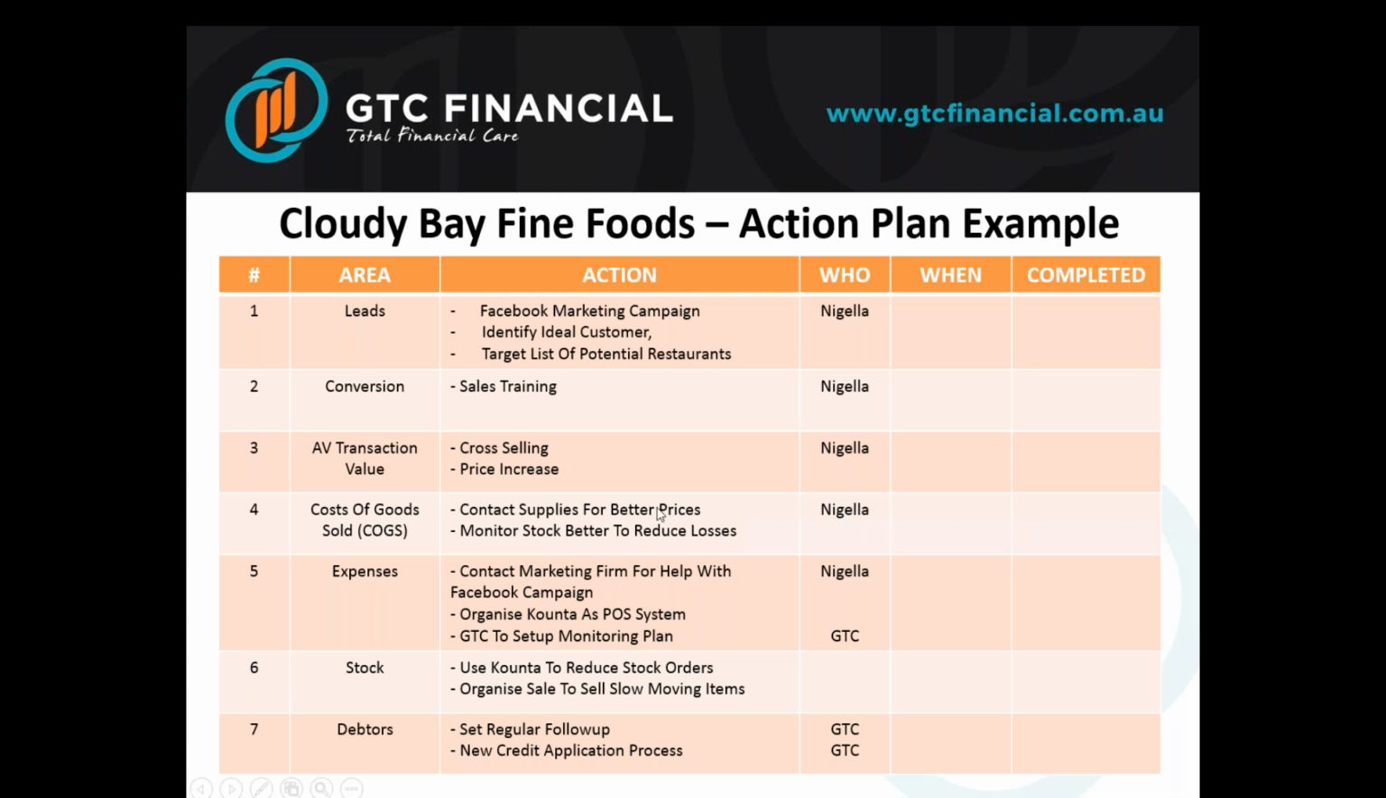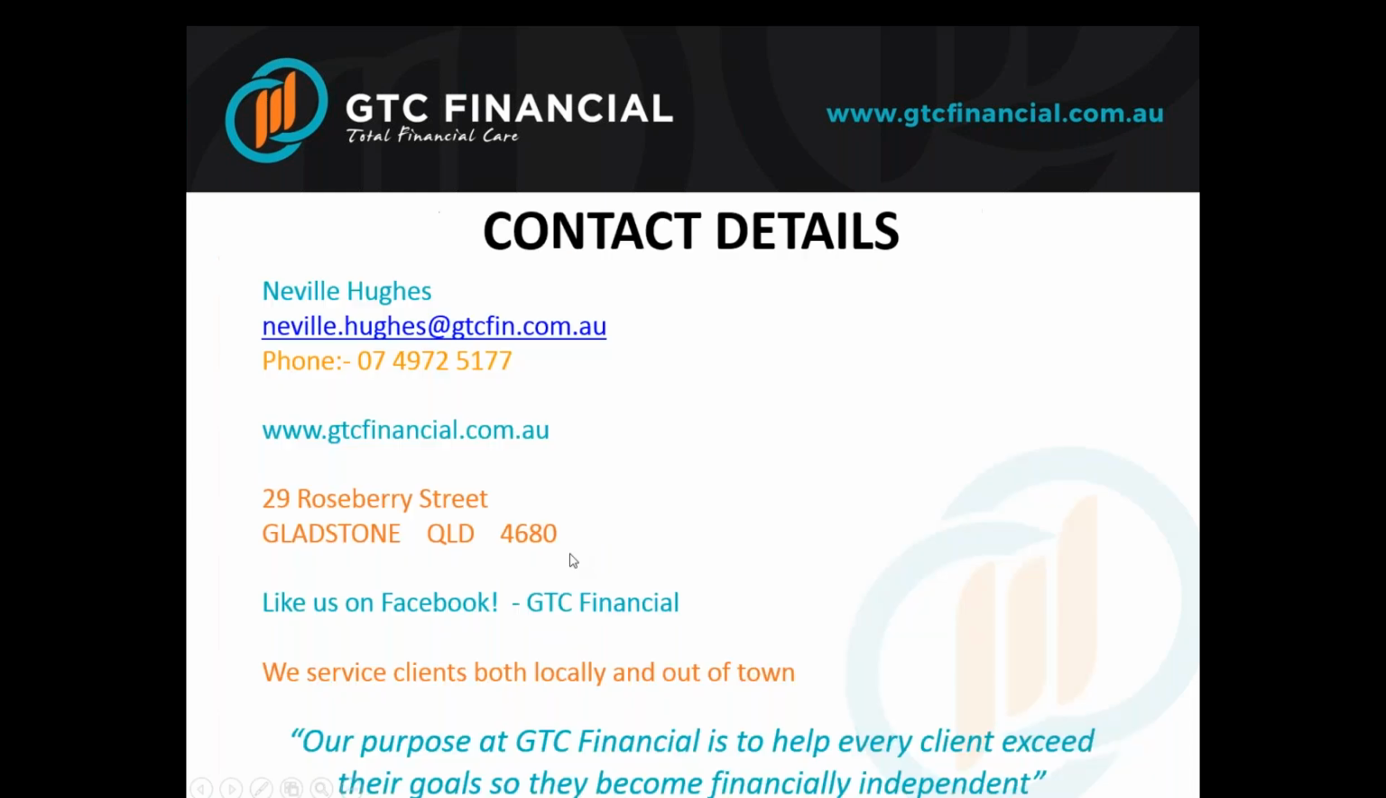Contact her suppliers for better prices, and also monitor stock better to reduce losses. Now, in food businesses, we see a reasonable amount of wastage. In other businesses, we see theft. We even see it in electronic businesses where customers have toys or games that have gone out of date, and they're not able to sell them, so they have to sell them cheaply or scrap them, and that affects their gross profit margin as well.